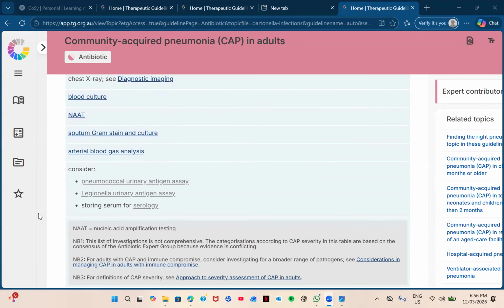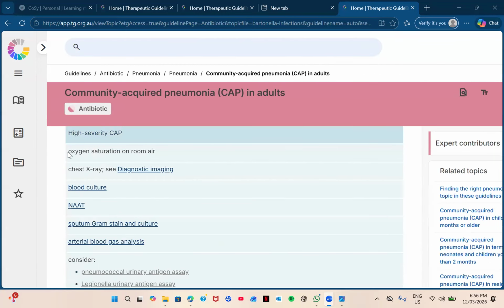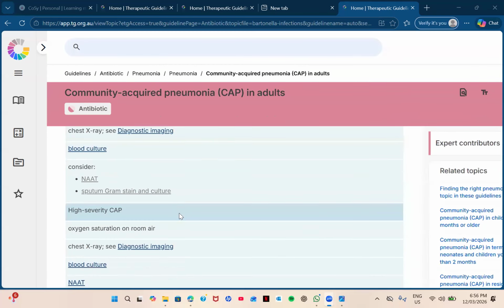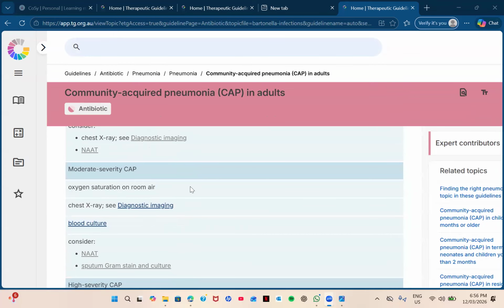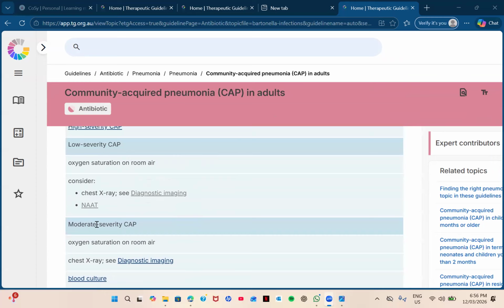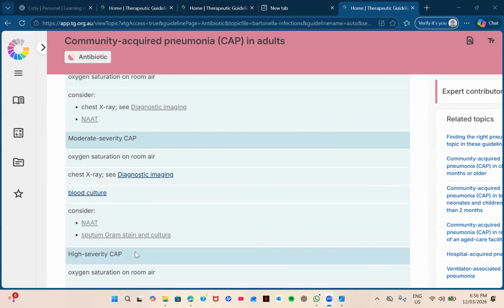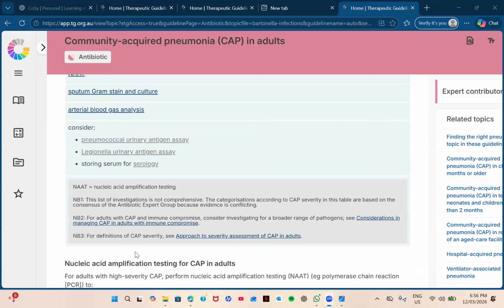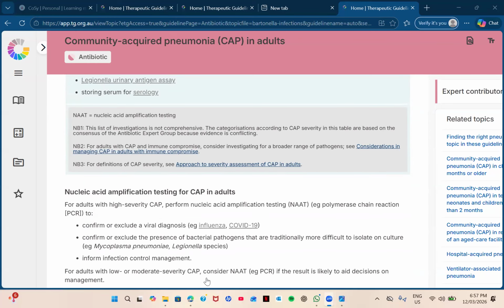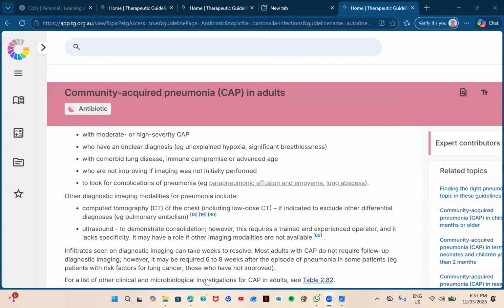Okay, then for high severity, other tests we can consider are pneumococcal urinary antigen assay, Legionella urinary antigen assay, and storing serum for serology, right? But the main things you have to remember are oxygen saturation and chest X-ray. The NAT and sputum Gram stain and cultures depend on the doctors. But in most cases, if pneumonia is present, we do the chest X-ray, right? So here they have explained.